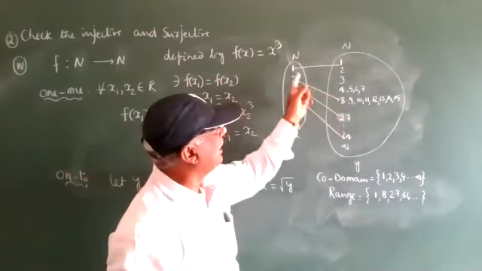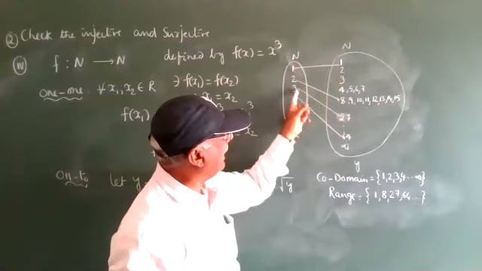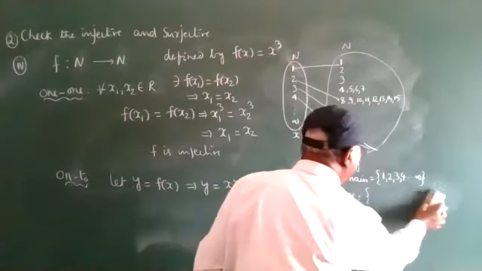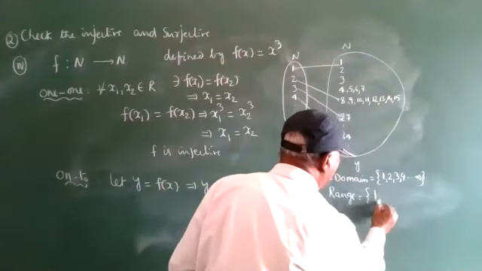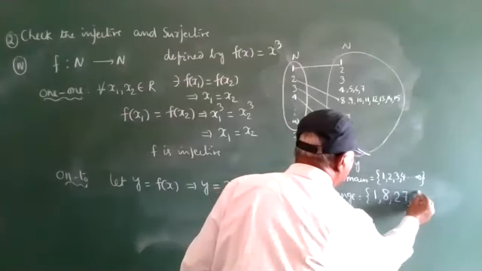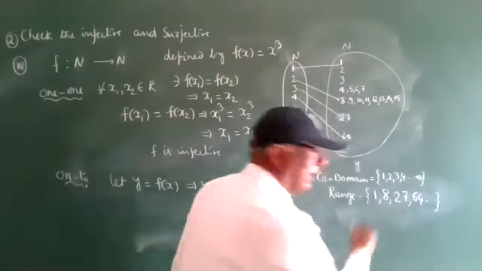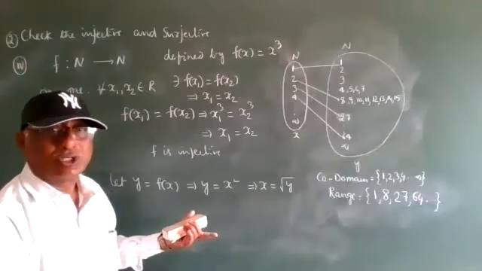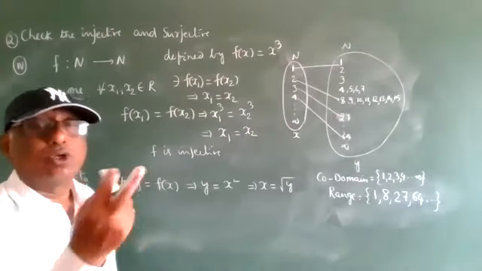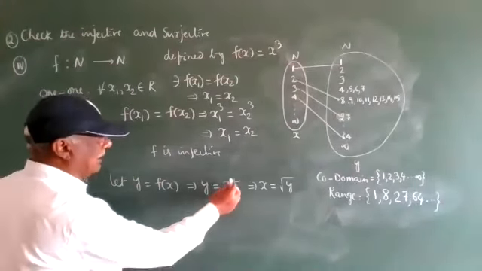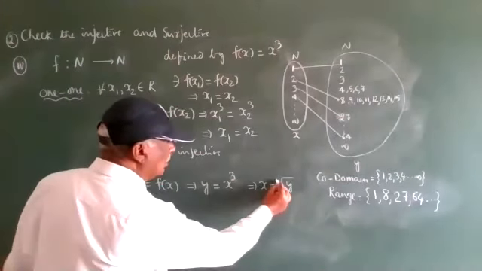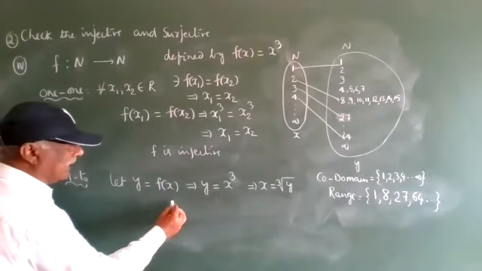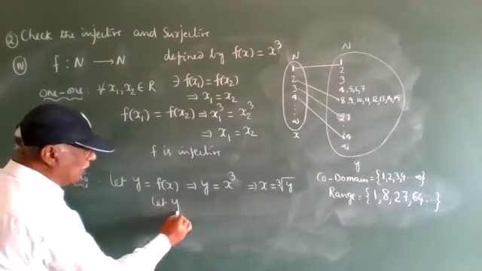The figure tells us that we only get 1, 8, 27, 64. The codomain and range are not equal, therefore it is not surjective. So it is injective but not surjective. Now see, x cube, cube root of y. So x is cube root of y. Let y be equal to 2.